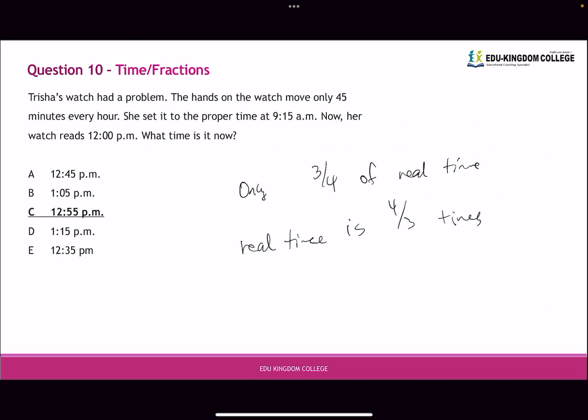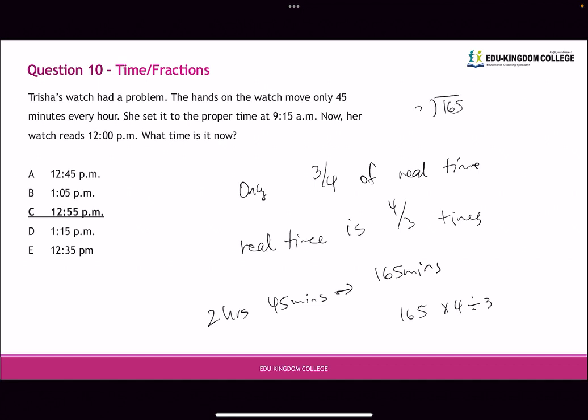Okay, so if we calculate how much time has passed on her watch, it's 2 hours and 45 minutes. Okay, or if we convert that to minutes, it's 165 minutes. The real time that's passed is 4/3 times greater than that. So we're going to multiply it by 4/3, or if you want to expand it out, it's times 4 divided by 3. So 165 times 4 divided by 3. Now we want to do the divided first. We want to have a small number and then multiply it, rather than multiply it first and get a massive number that becomes harder to divide. So 165 divided by 3.